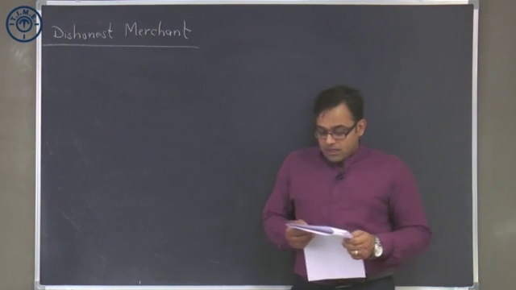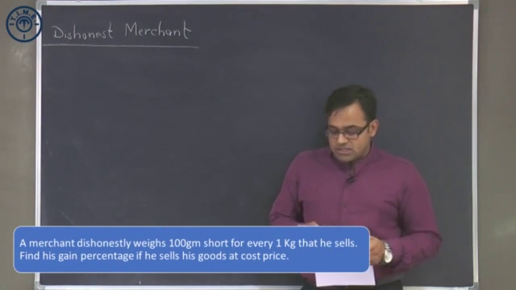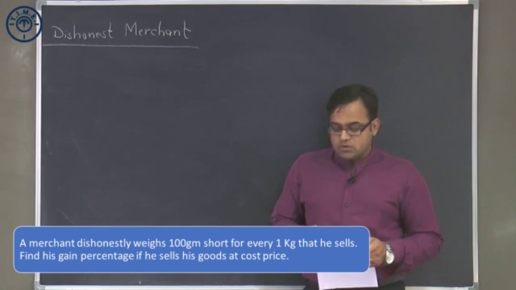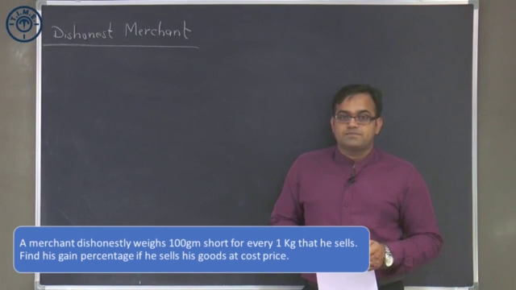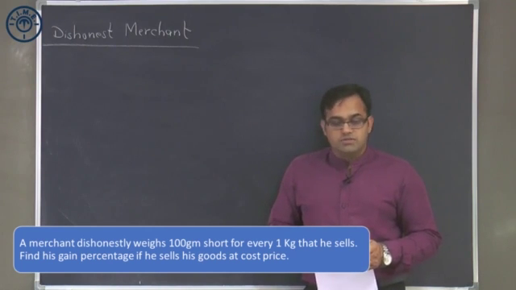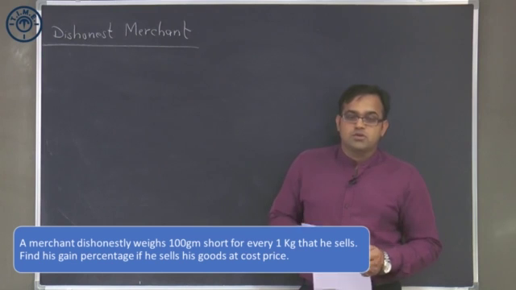The question is, if a merchant dishonestly weighs 100 grams short for every 1 kg that he sells, find his gain percentage if he sells his goods at cost price. So you should pause this video, attempt this question, and then you should continue with the video.